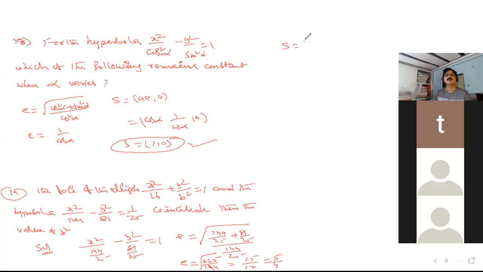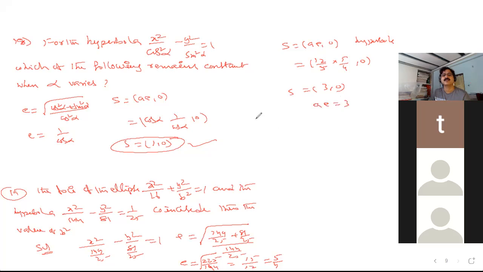So the foci are (ae, 0) for the hyperbola, where a is 12 by 5 and e is 5 by 4. So we get (3, 0). And he said that the foci of the ellipse coincide with the foci of this one. That means ae is equal to 3.